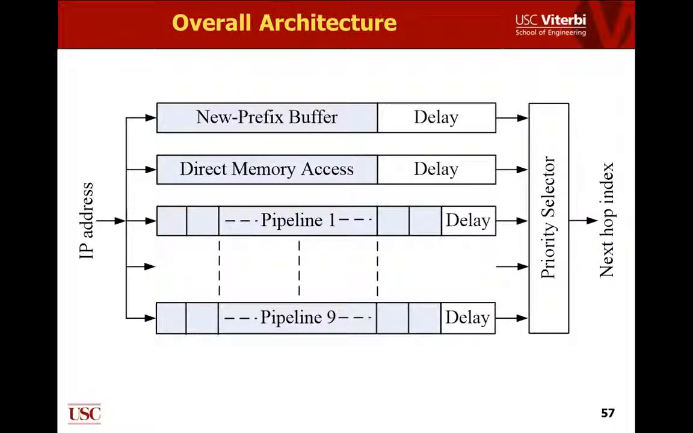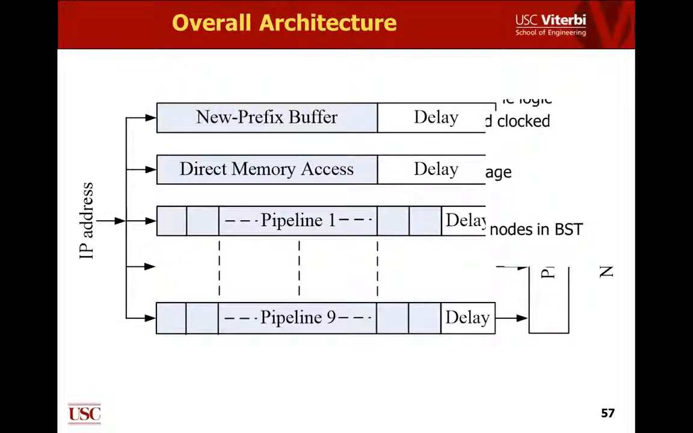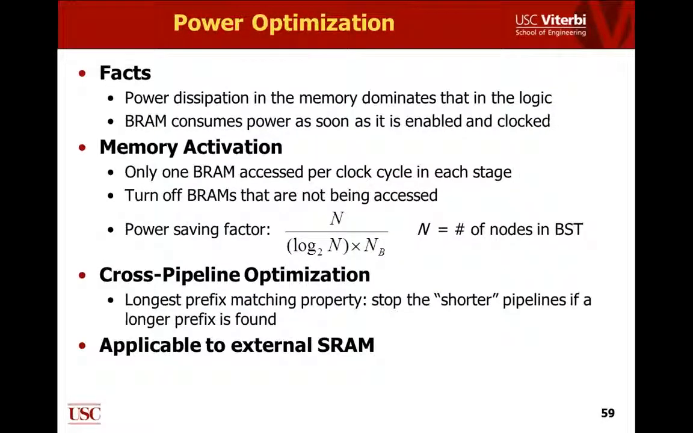The overall architecture looks like this. The various pipelines correspond to the prefix partition that you obtained, and we can also have a buffer for new prefixes to be added. Also, for small-size prefixes, maybe it just makes sense to do a direct memory access, maybe up to say 12 bits or 14 bits of prefix. We do a direct random memory access, and then figure out the routing to the output.